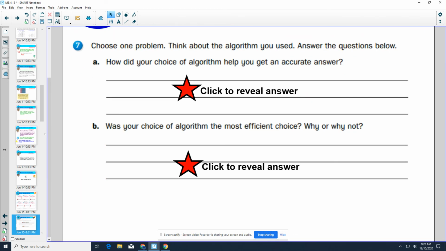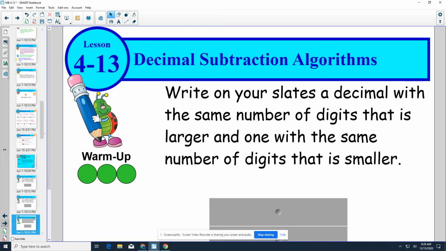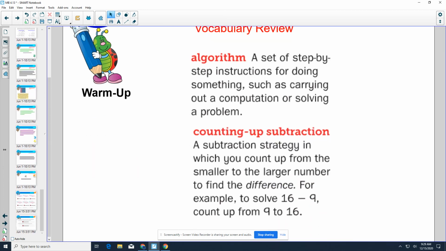So on here it says choose one problem. Think about the algorithm you used. Answer the questions below. How did your choice of algorithm help you get an accurate answer? Was your choice of algorithm the most efficient choice? So did it help you get the answer the quickest? Why or why not? So make sure you answer that. That's kind of on your own thinking there. Okay, so that is it. You want to make sure that you work on your math boxes.